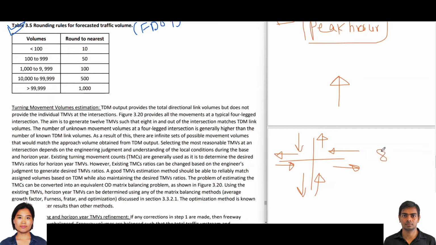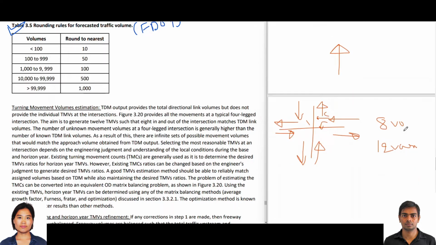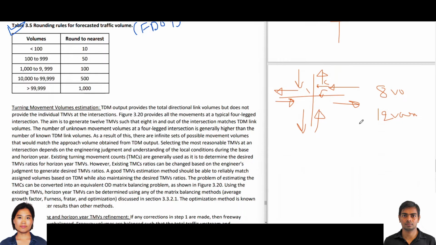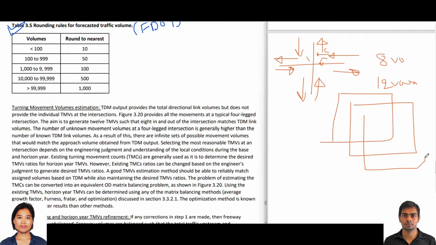There are 8 volumes we know, and we are trying to predict the turning movement counts. So left, through, right, and then left, through, right, left, through, right, left, through, right. So we are trying to predict 12 variables using 8 equations. Now, as we have seen in trip distribution, when the number of variables is higher than the number of equations, there is an infinite set of solutions. So this turning movement count equation coming from the travel demand model always, depending on the number of legs, if there are 4 legs, has an infinite set of solutions, similar to the trip distribution method.